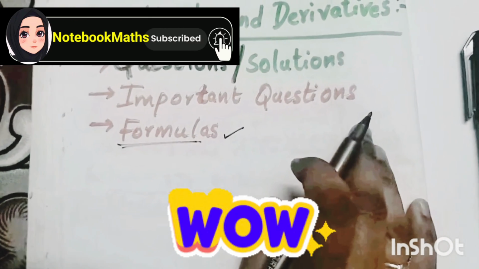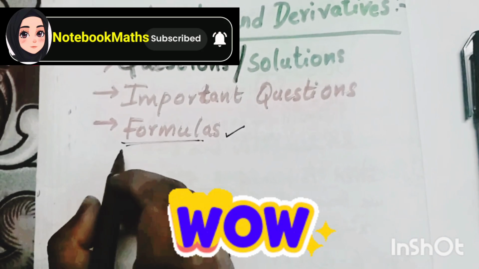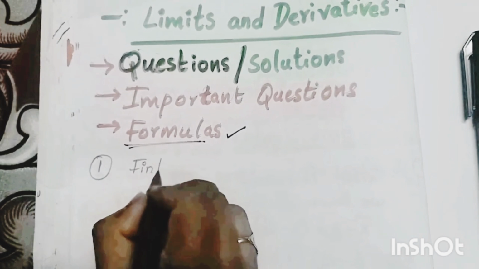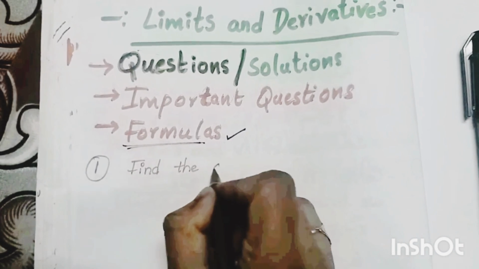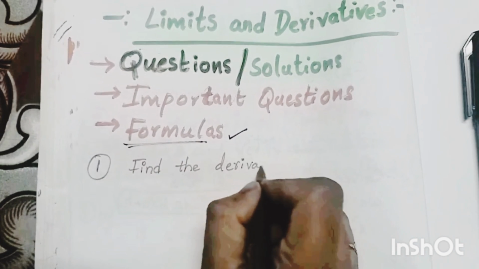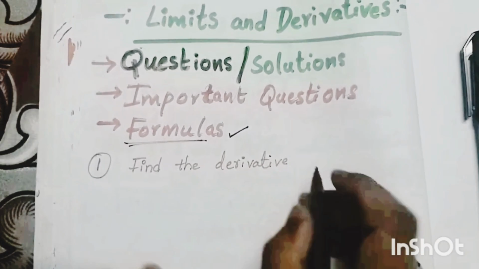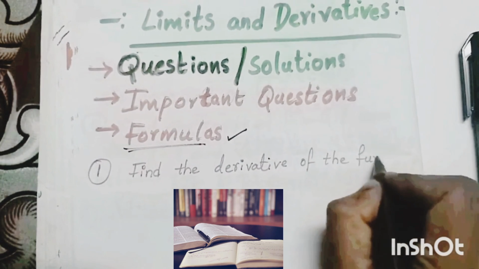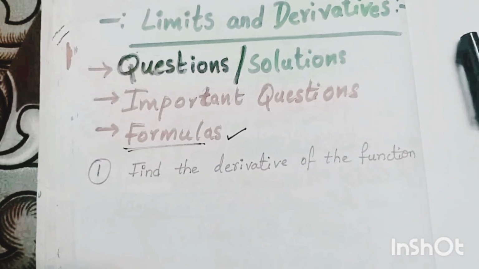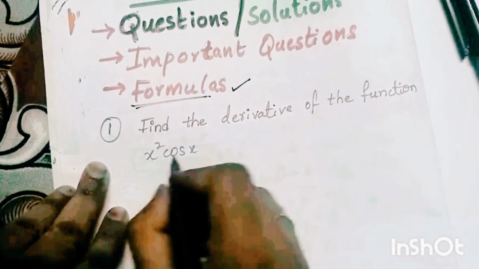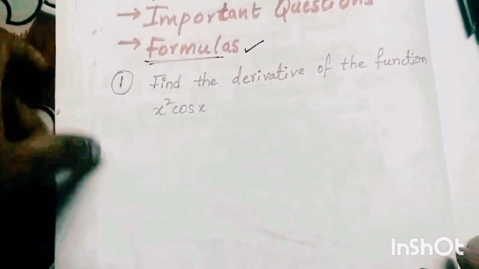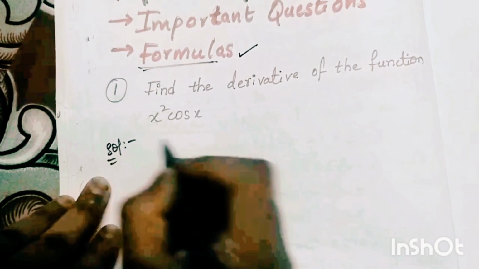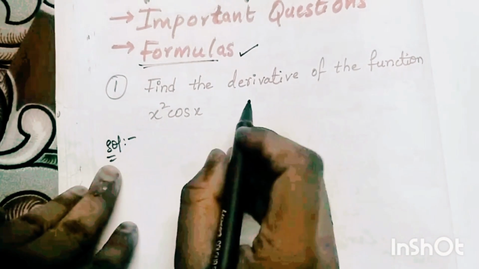See here children. The first question is based on derivatives. Find the derivative. Solve with me children. If you have completed your practice and revision also, please take down notes and solve with me. Find the derivative of the function x square cos x given here. We have to find the value of the derivative.